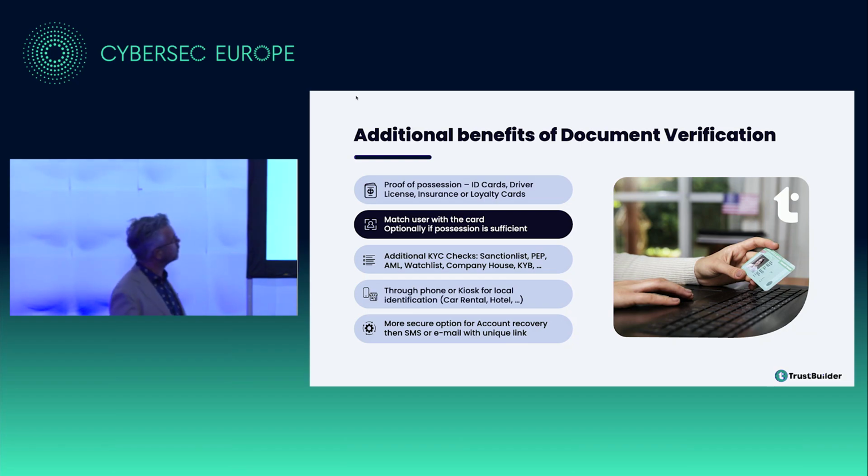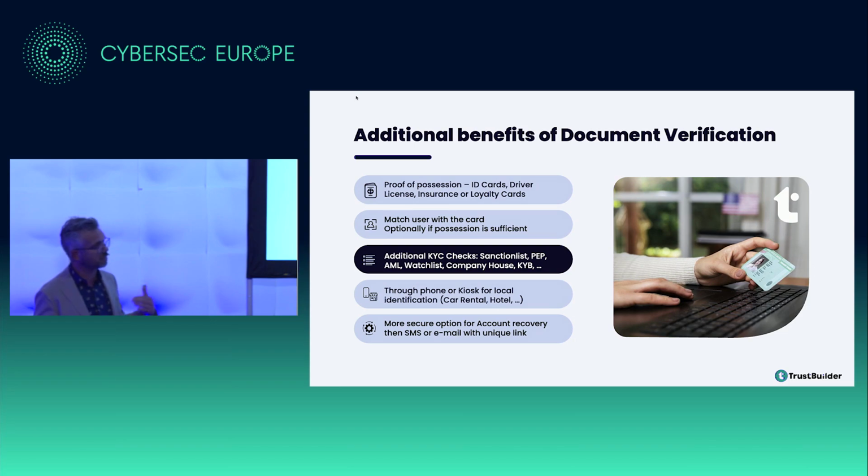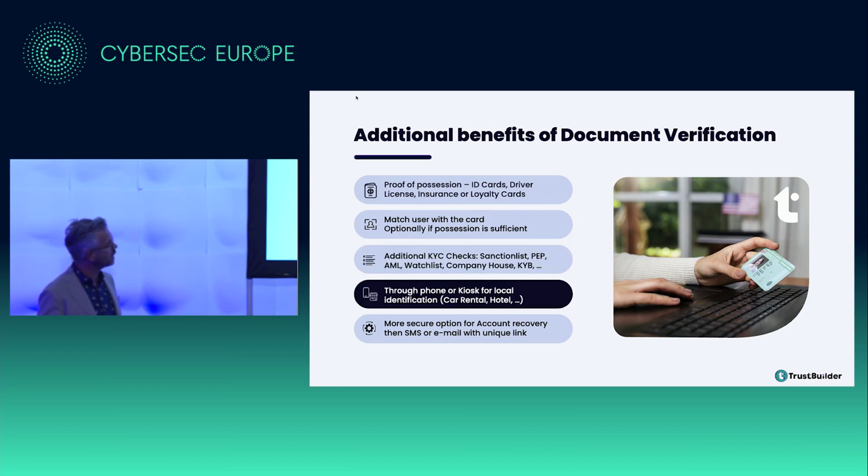So that's one example. Matching the user with the card, that's also something that can be used not only for official documents, but also company cards, or those badges that you use. You can use document verification to match it with, for example, your company card, where you have a picture as well. You can have a lot of additional checks. Sanction lists, that is, can you do actual business, depending on the region that you are in. You can use it on the mobile phone, but also for kiosks and so on.